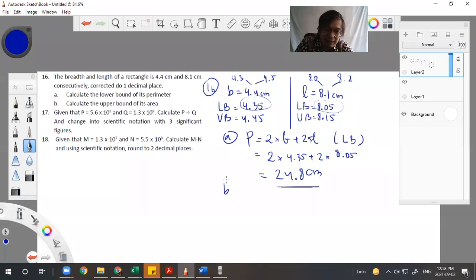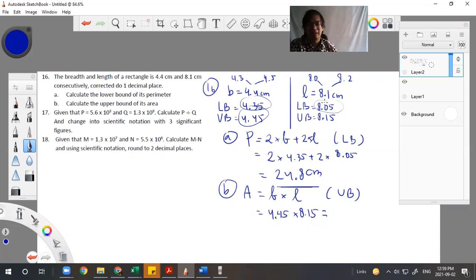And how do you calculate the area of the upper bound? See, the area formula is breadth times length, or length times breadth. But she asked for the upper bound. So the upper bound of the breadth is 4.45, times 8.15. So this is the upper bound, 4.45, straight on to 8.15.